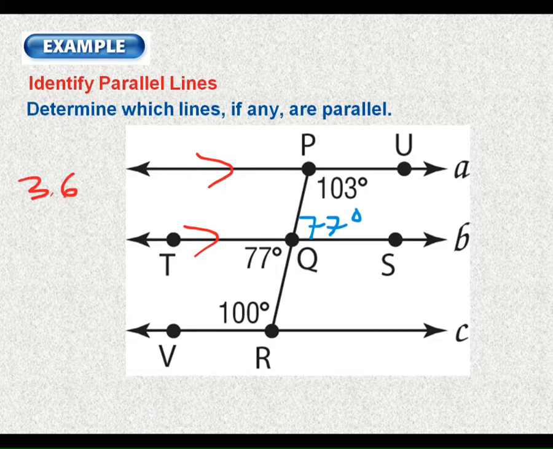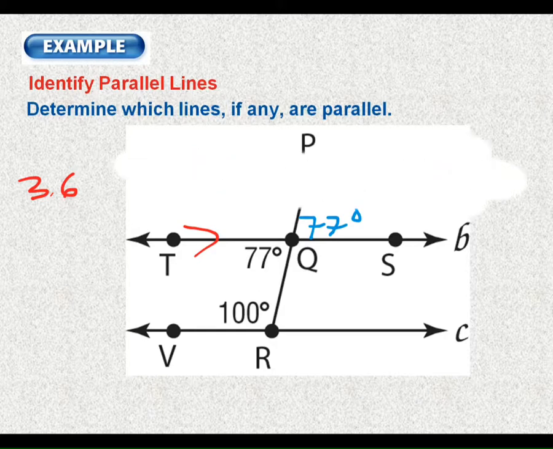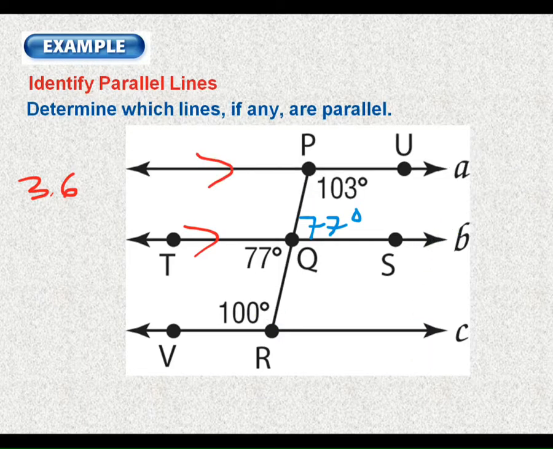Okay. Let's look at the bottom two. B and C. These are consecutive interior, right? Are these supplementary? No. So is B parallel to C? No. B would not be parallel to C. Would you still say by theorem 3.6? Because theorem 3.6 doesn't hold true, right? Yeah, because that doesn't hold true. Because consecutive interior angles are not supplementary.